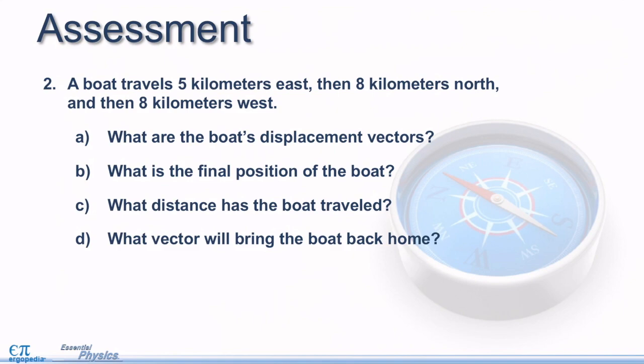Okay, here's another one to pause and check yourself on. So a boat travels 5 kilometers east, 8 kilometers north, and then 8 kilometers west. What are the boat's displacement vectors? What is the final position of the boat? What distance has the boat traveled? And what vector will bring the boat back home? Go ahead and pause now.